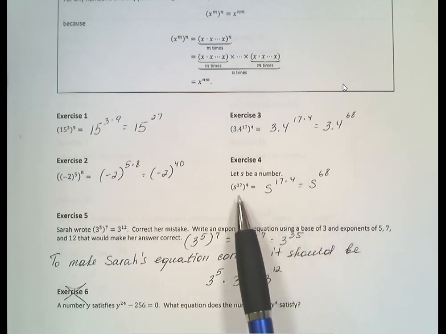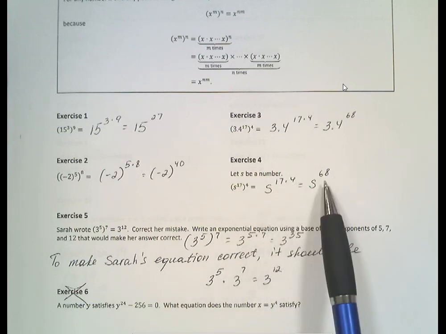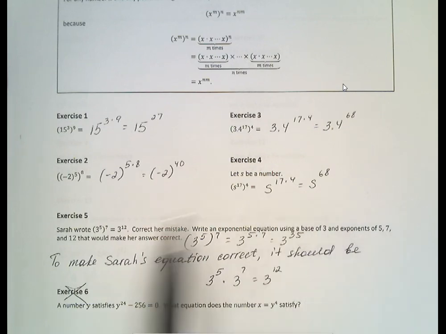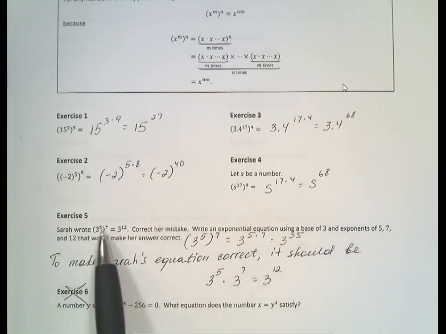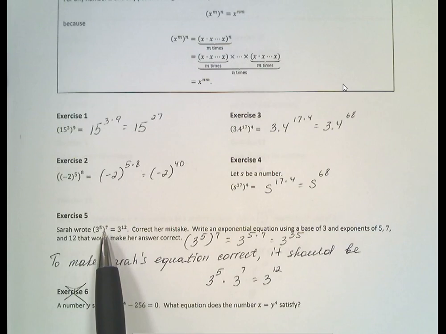And in exercise 4, same thing, but the base is s. So s to the 17th times 4th, and that is s to the 68. Now, exercise 5. Sarah wrote 3 to the 5th to the 7th equals 3 to the 12th. Her mistake is that she added the exponents instead of multiplying them.